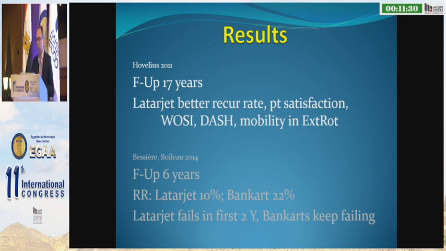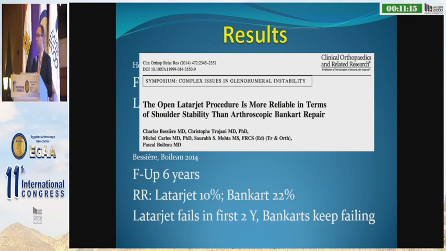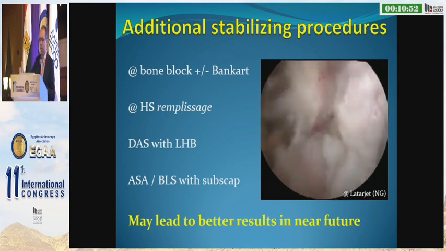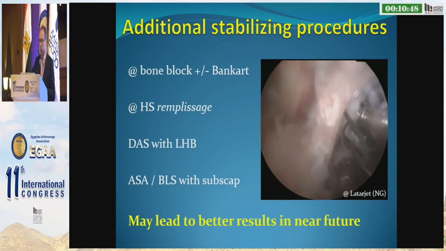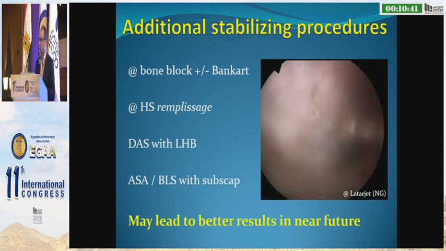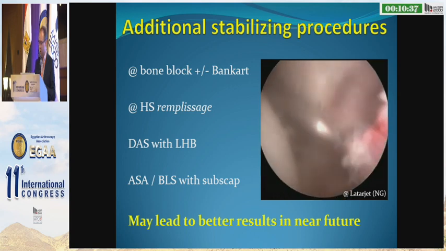We have classical long follow-up series, like Hovelius's series of patients after 17 years that did very well with Latarjet. So the Latarjet presented with better recurrence rates, patient satisfaction, and clinical scores. Also, this one after 6 years, in which the recurrence rate after a Latarjet was better than after a Bankart. And quite interestingly, the Latarjet failed only in the first 2 years, whereas the Bankarts kept failing. So this is very important as well, which means probably that we should add something else when going for a soft tissue procedure, like adding a remplissage, dynamic anterior stabilization with the biceps, some sort of augmentation with a subscap, or labral augmentation, like Maristella just said. And probably these additional procedures may lead one to have better results in the near future.